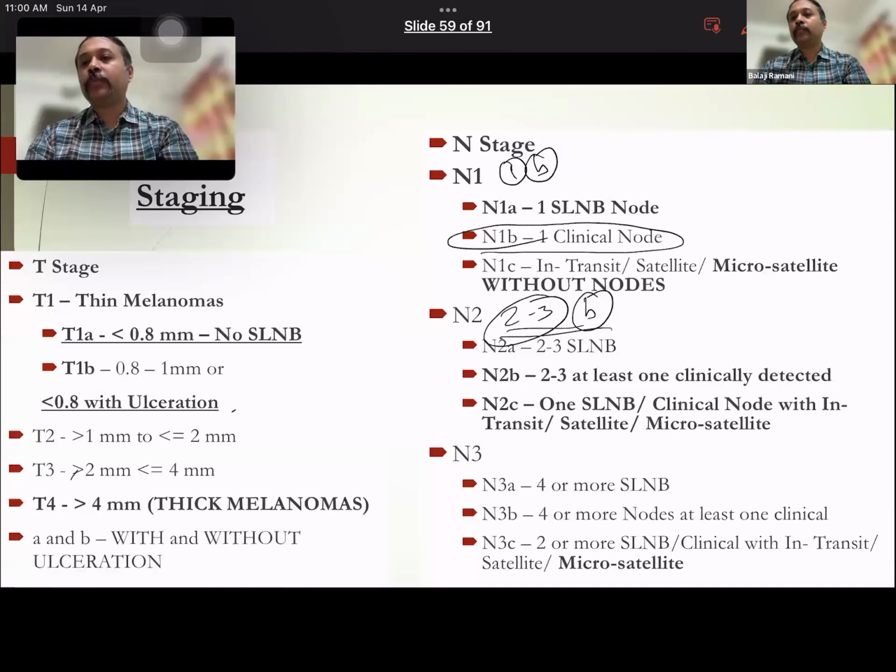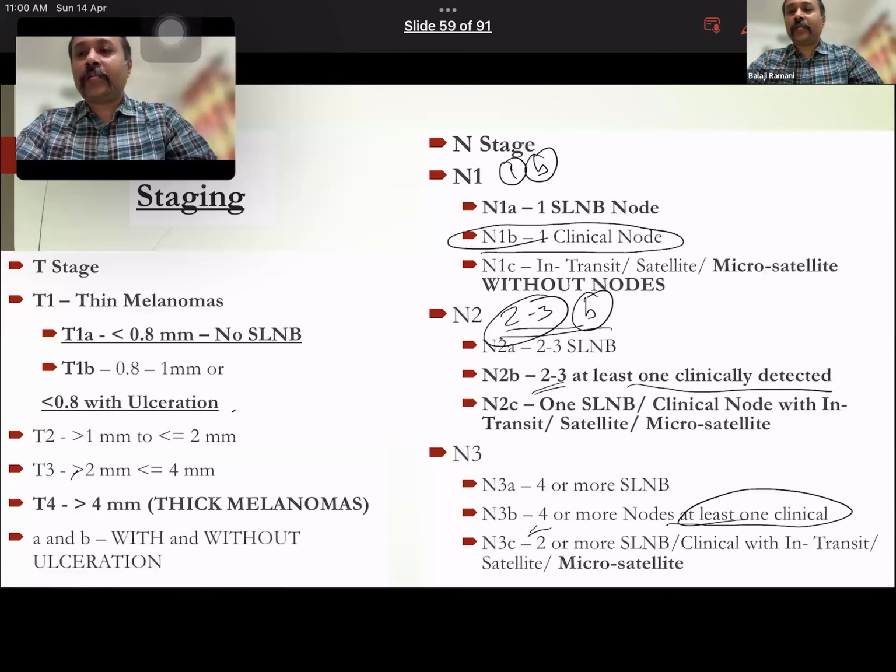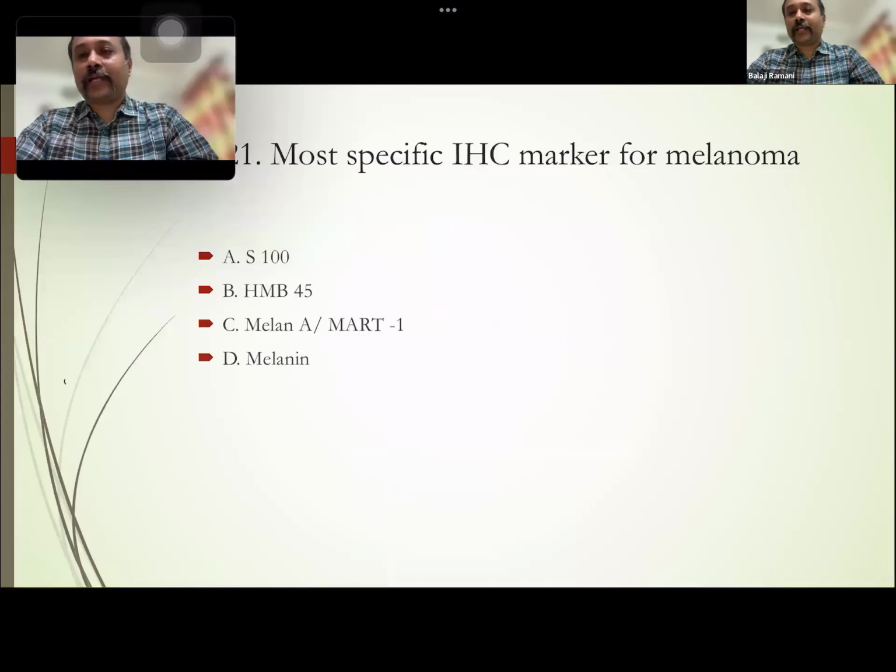So here again, N2B, the total number is 2 to 3, in which 1 should be clinically detected. Again, total number should be 4. At least one should be a clinically detected node. So that is how you classify the nodes, because whenever you say clinically detected nodes, it means they are larger nodes, usually more than 1 centimeter. That is why it is grouped together like that.